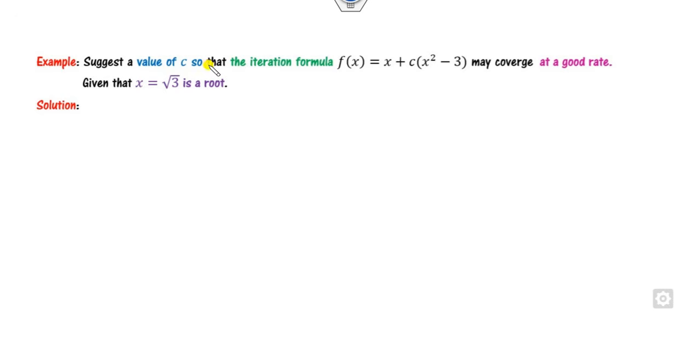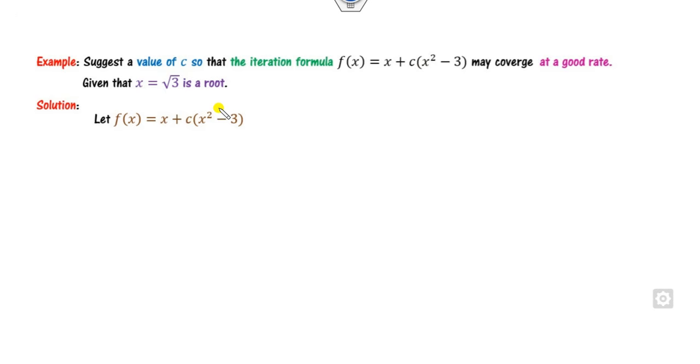Okay, look at this another one. Suggest a value of c so that the fixed point iteration method converges at a good rate, given that root 3 is my root. So that's very simple. Let f of x be this.